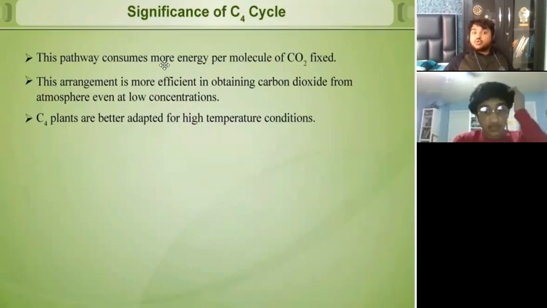It consumes some more energy per molecule. This is very efficient because it has the Kranz anatomy. I told you Kranz anatomy is a very good arrangement of cells, and this is better adapted for high temperature. The C4 cycle is very much adapted to high light intensity too. Even it can work at a low concentration of carbon dioxide. It can work in very high temperature conditions. It means it is not getting damaged. It is completely working, very tolerant. It is very strong. So the C4 cycle is very much better than the C3.